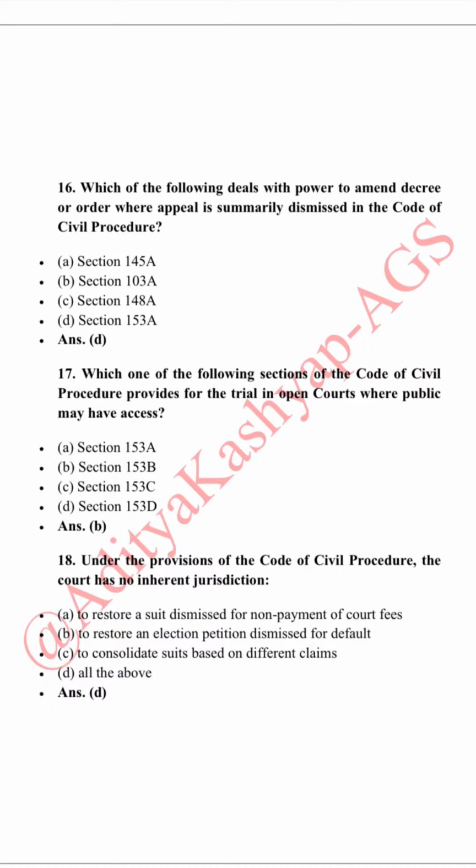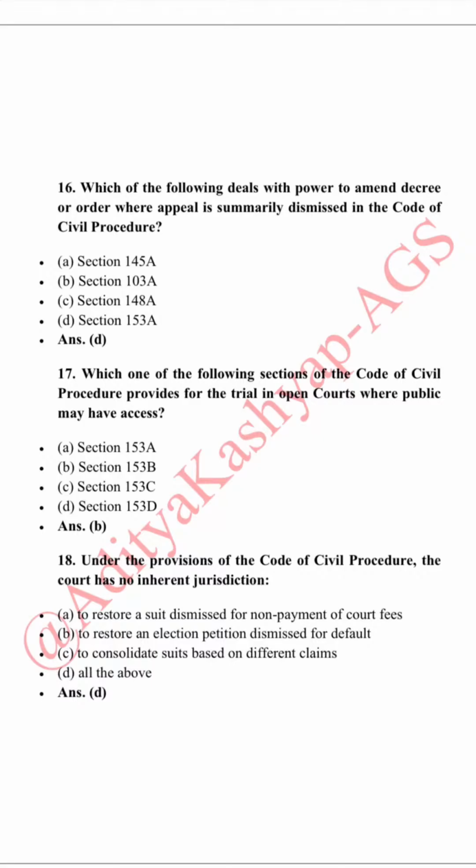Question number 16. What does question number 16 say? Which of the following deals with the power to amend decree or order where appeal is summarily dismissed in the Code of Civil Procedure? It is mentioned under section 153A. Section 153A says power to amend decree or order where appeal is summarily dismissed in the Code of Civil Procedure. Right?